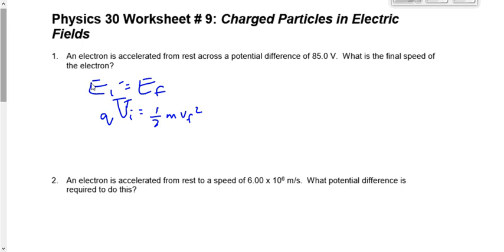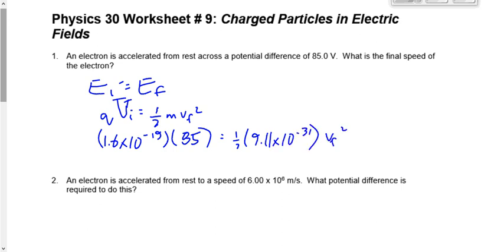Plug in numbers here now. 1.6 times 10 to the minus 19 times 85 volts equals 1/2 of 9.11 times 10 to the minus 31 times vf squared. By the way, this is technically potential difference, delta V, not Vi. But if the final potential is 0, and we've assumed that the final potential is 0, right? Nick told me, I think, was it you that told me that the potential energy at the end is 0? Somebody told me that the potential was 0.